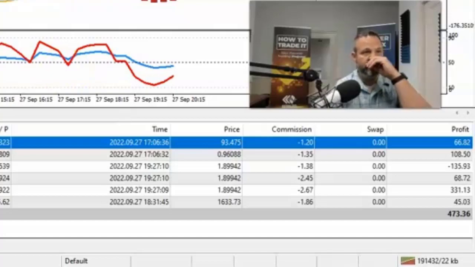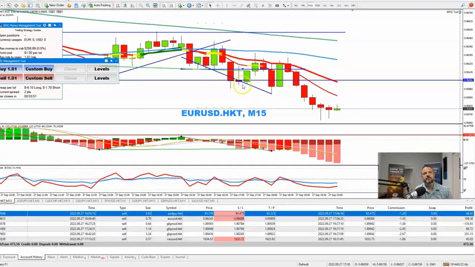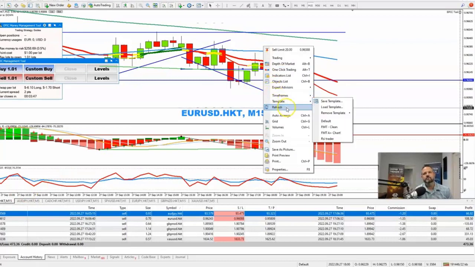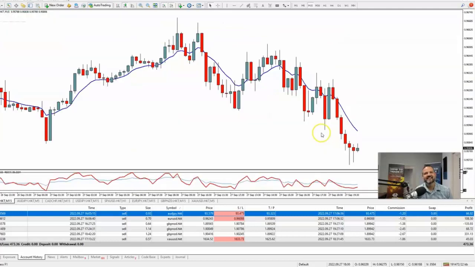So first of all, let's take a look at the euro dollar. The euro dollar was the first trade, and I'm going to clean this up because, why? Because I like it clean. All right, so here's the euro. We're going to clean it up.